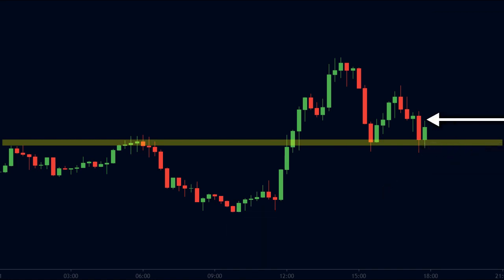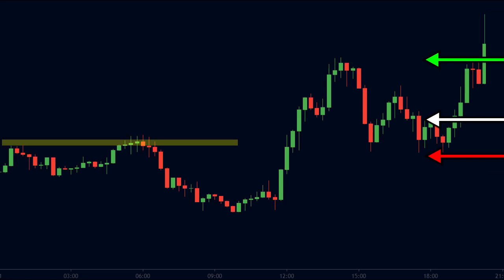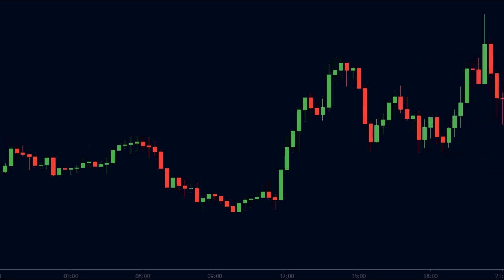We place a buy order above the high of the green candle. We place our stop loss below the resistance level. And we can place our targets at 2:1 risk reward ratio. As you can see, the price gave a strong up move after our entry.